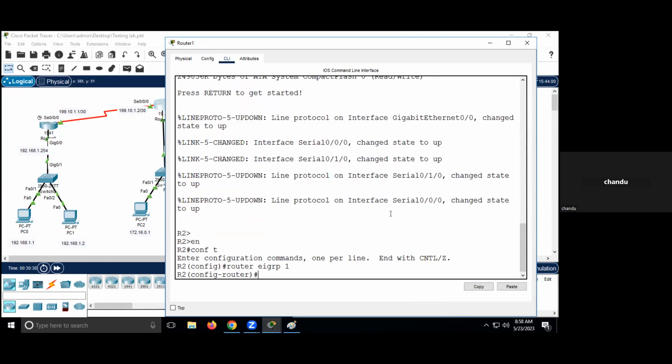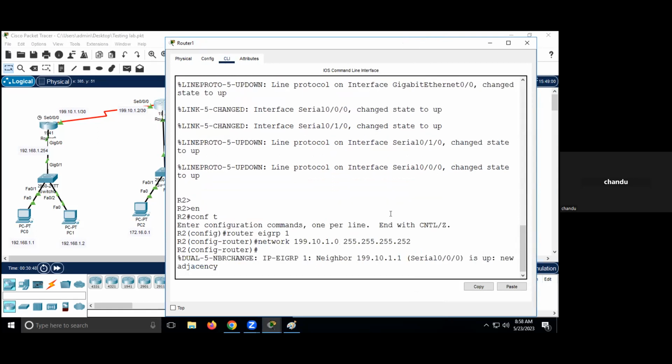Now, give network, which is 199.10.1.0, 255.255.255.252. Soon after I give enter, you see something called neighbor 110.1.1, some adjacencies have happened, neighbor adjacencies are established.